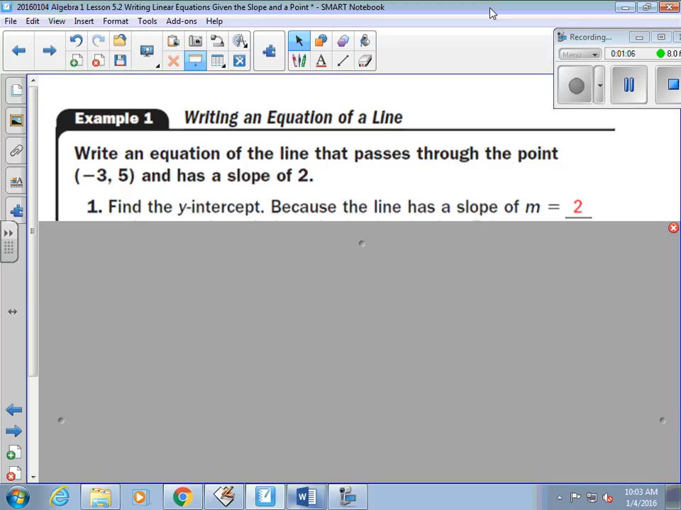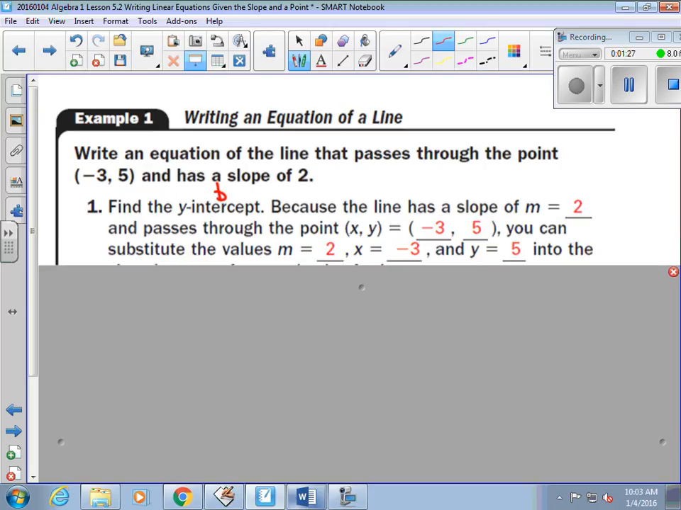Write an equation of a line passing through the point (-3, 5) that has a slope of 2. First thing you want to do is find the y-intercept. So what we're looking for is b. Because the line has a slope of 2, or m is equal to 2, and it passes through (-3, 5), you could substitute those values for each of those three variables. M's value is 2, x's value is -3, y's value is 5. Make sure you don't mix up x and y.